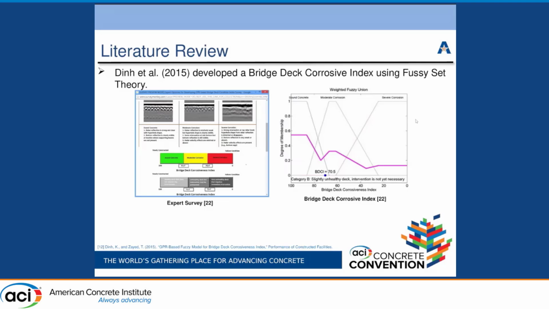For example, like the NBI condition rating, where it has a single number, and just by seeing that number, you know what the condition of the bridge deck is. And this is what Dean tried to do. In 2015, he developed a bridge deck corrosive index using what is called the fuzzy set theory. The fuzzy set theory is a branch of artificial intelligence, but it's not a black box. What it does is that it takes into account the experts' opinions, it takes into account the vagueness.